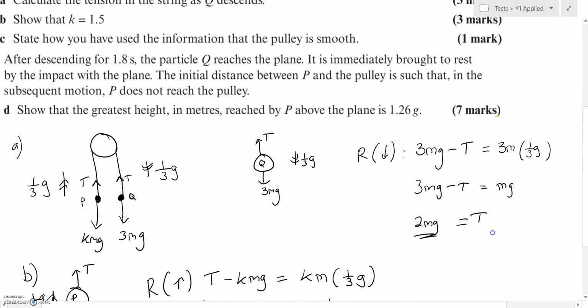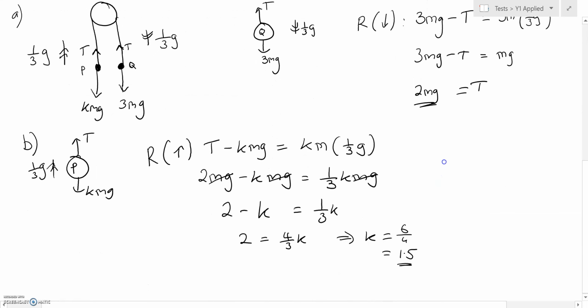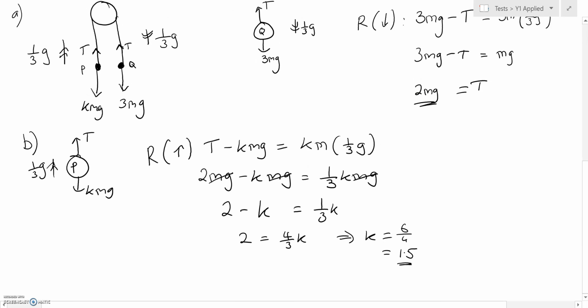Then it says, state how you use the information that the pulley is smooth. Well, the fact that the pulley is smooth means that there's no friction, and so the acceleration for both the particles is going to be the same, because they're connected by one piece of string.